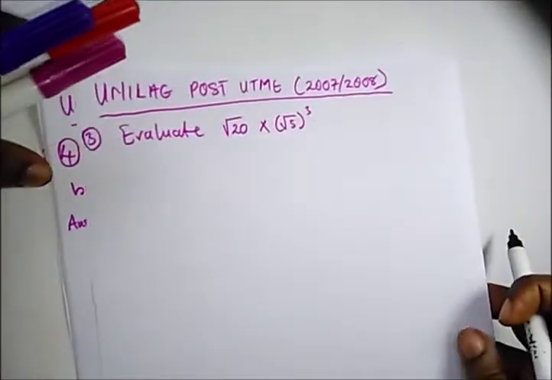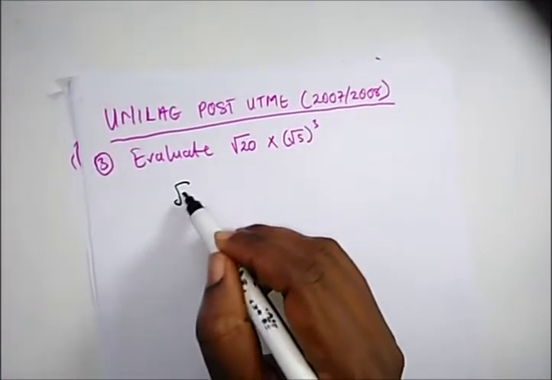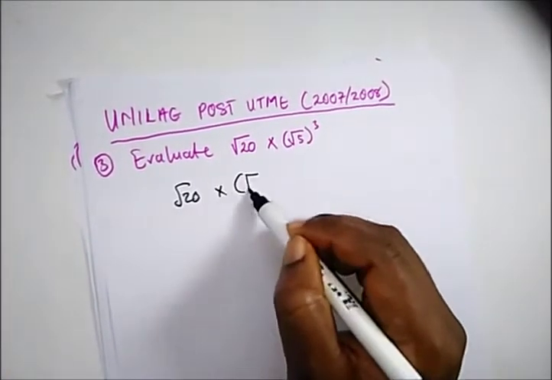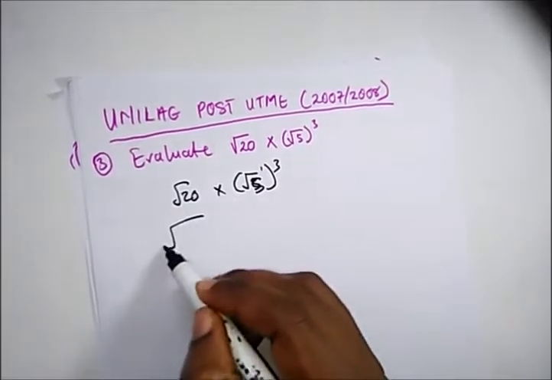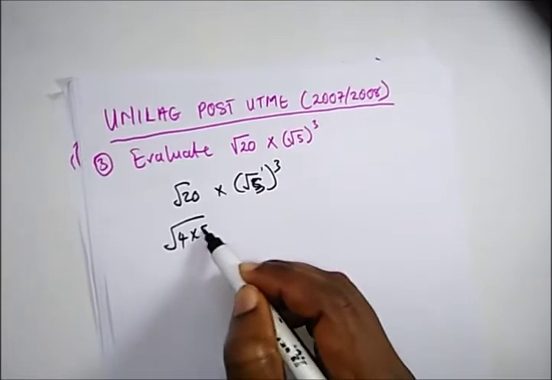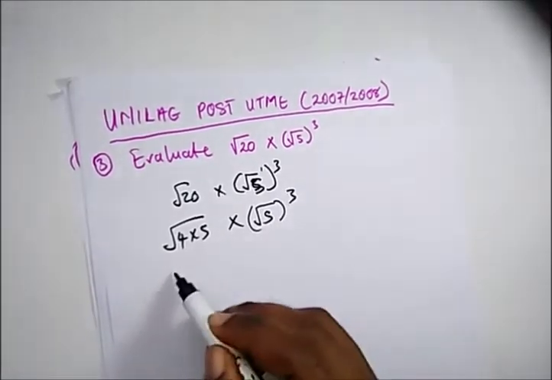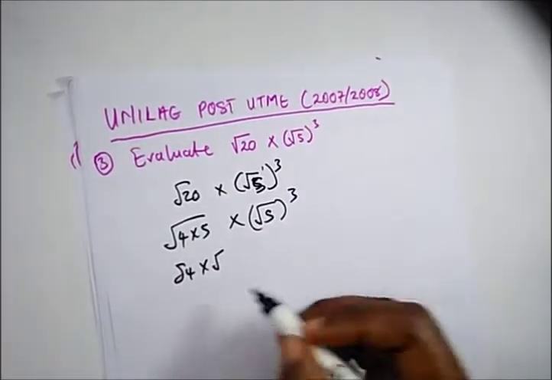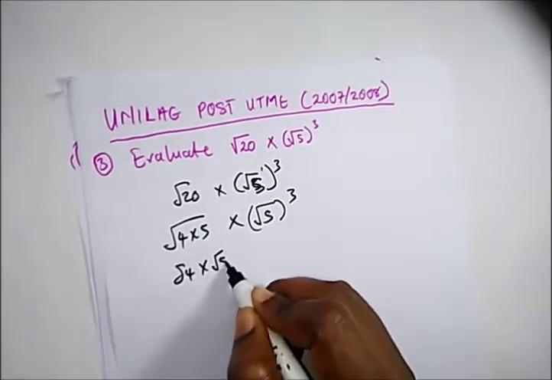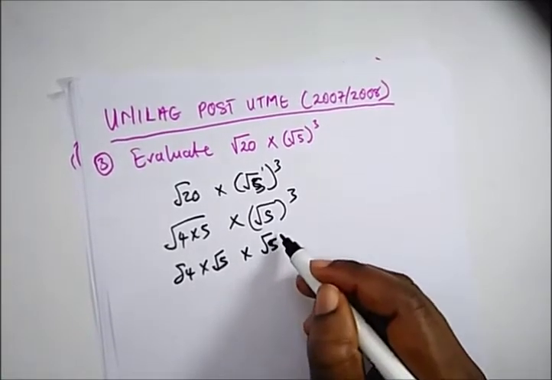Another question here, number 3, says evaluate root 20 times root 5 all raised to the power 3. Root 20 can be divided as root 4 times 5. And this, let's still leave this like this. So we have root 4 times root 5, and changing to indices, so times 5 raised to the power 1/2.